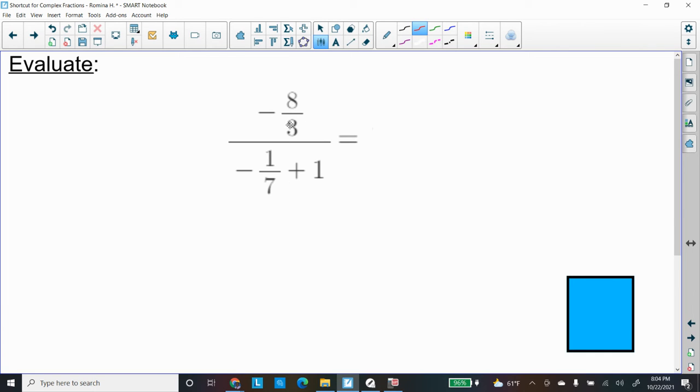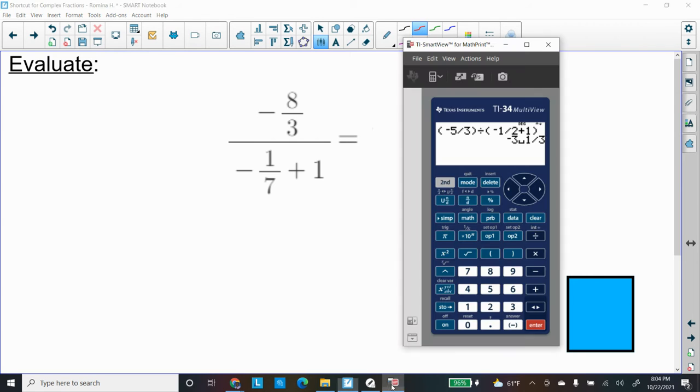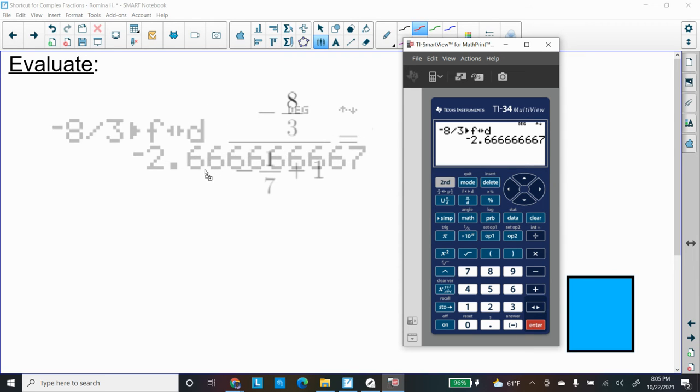When you get fractions like this and you don't want to deal with them, do what comes natural to the calculator. Change it to a decimal. So we can take negative 8 thirds, second, PRB button, which gives you your F arrow D, and that'll change it to a decimal. So there's your numerator.